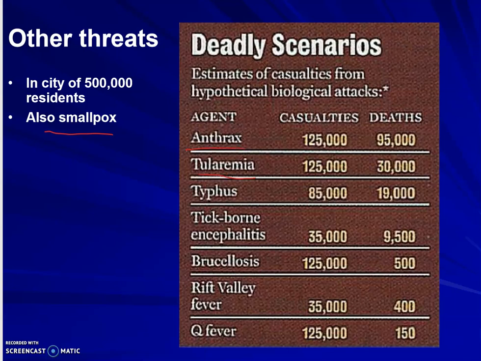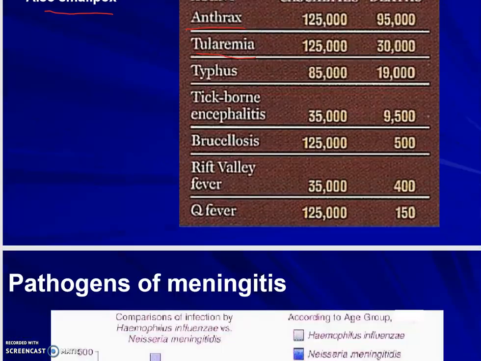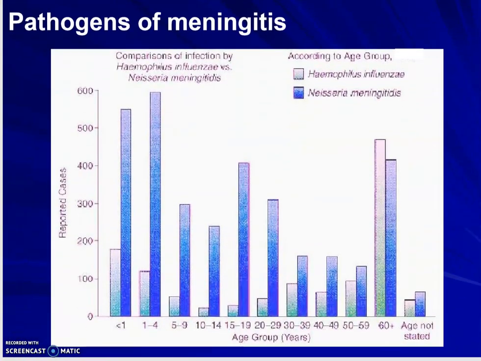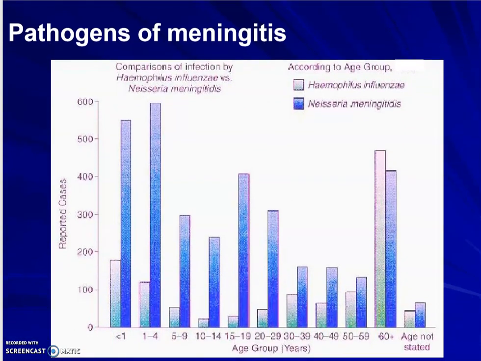Tularemia is also here. This one, because you can spray it with crop dusters, and the infectious dose is just really low. Typhus has caused epidemics, of course. Tick-borne encephalitis, brucellosis, Q fever, some of the other contenders here. But anyway, let's move on to pathogens of meningitis.